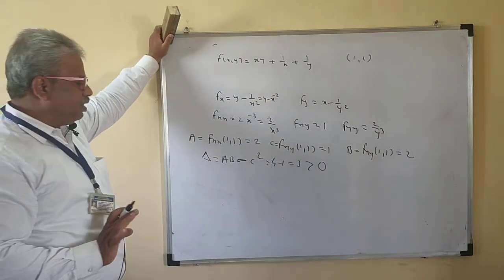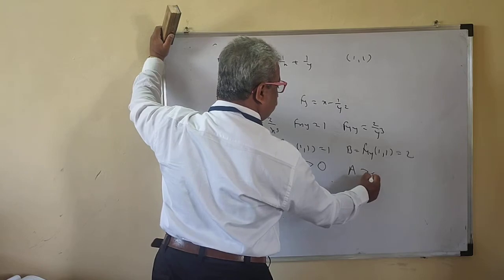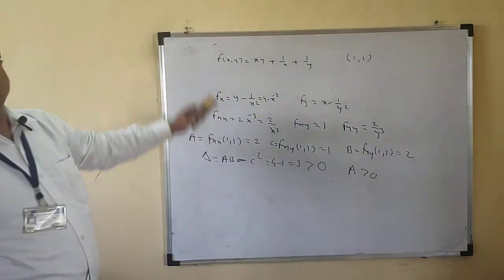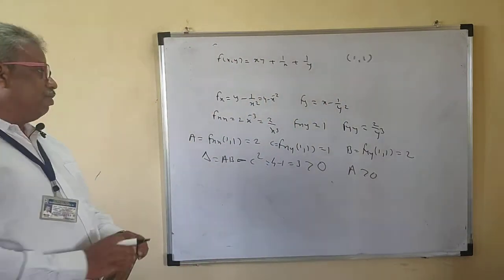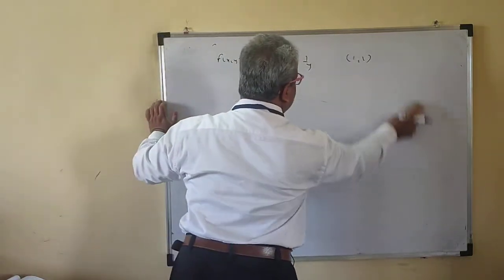Only positive or negative is important here. If this is greater than 0, look at a now. Your a is positive. That means this has the minimum value. So (1,1) has a minimum value. Local minimum at (1,1). Okay. So I hope that you understand this one.